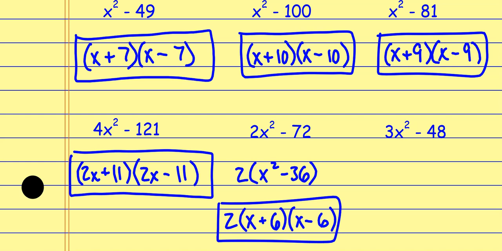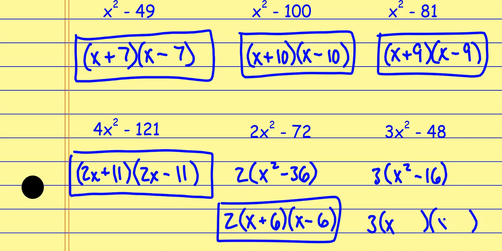If I look at the next one, 3 is not a perfect square, 48 is not a perfect square, but these have a greatest common factor of 3. If I factor the 3 out, that's an x squared minus 16. And now from here, x squared minus 16, those are perfect squares, so that's a difference of squares. The 3 stays on the outside. Difference of squares factors into conjugates.